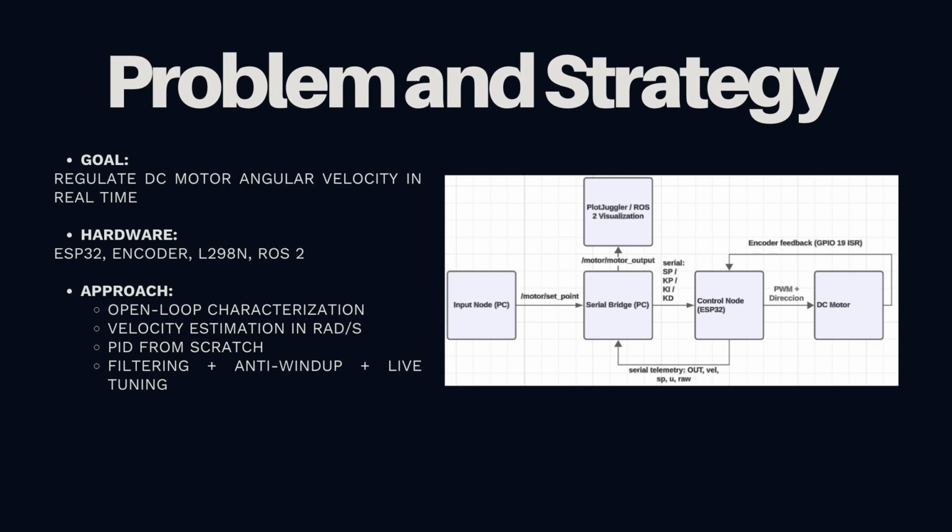Our strategy followed a practical engineering workflow. First, we characterize the motor in open loop to identify dead zones and actual limitations. Then we convert encoder pulses into angular velocity in radians per second. Finally, we implement a PID controller from scratch and improve it with digital filtering, anti-windup, and live tuning.